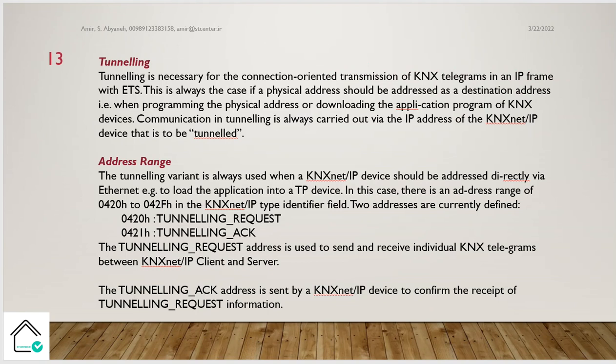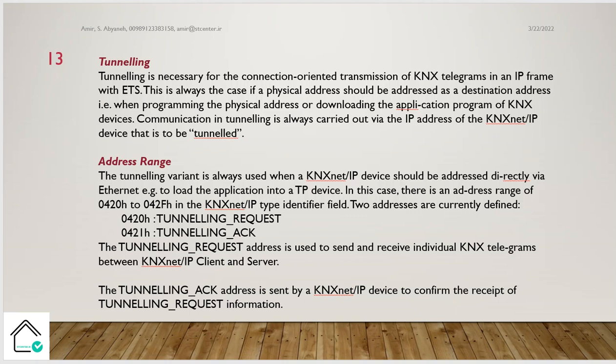Tunneling. Tunneling is necessary for the connection-oriented transmission of KNX telegrams in the IP frame with ETS. This is always the case if a physical address should be addressed as a destination address. It means when programming the physical address or downloading the application program of KNX devices, communication in tunneling is always carried out via the IP address of the KNXnet/IP device that is to be tunneled.